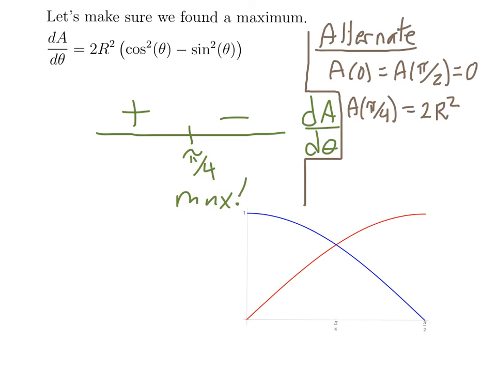Alternatively, we can simply check every single critical point. The two endpoints that naturally occur, pi fourths where the derivative is 0, and in some cases, not this one, places where the derivative doesn't exist. The maximum value occurs at pi fourths because at the two endpoints the area is 0, and so we have indeed found a max.